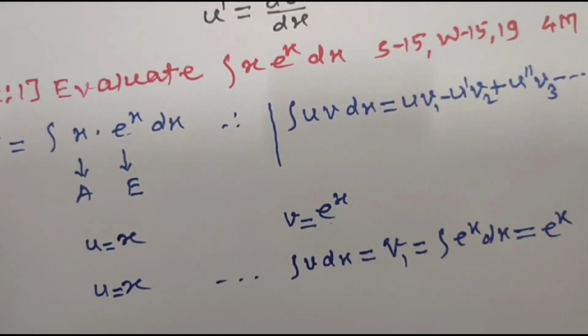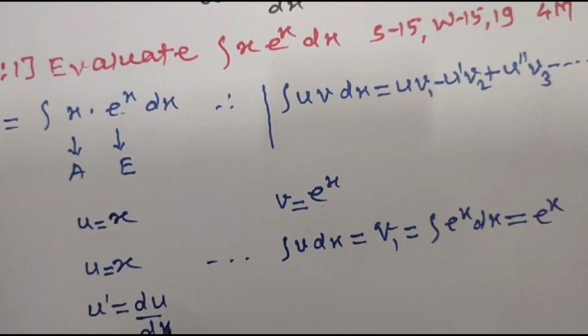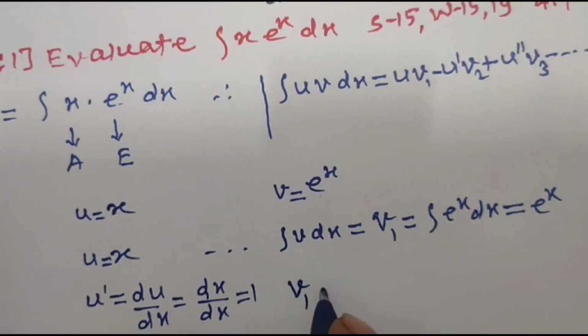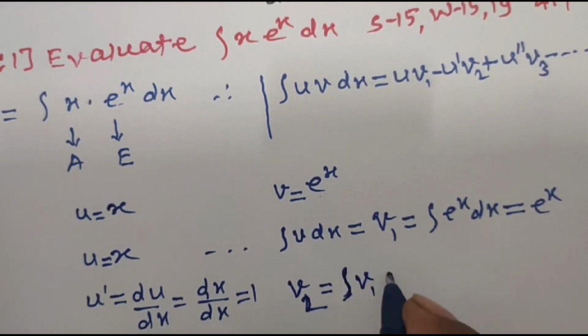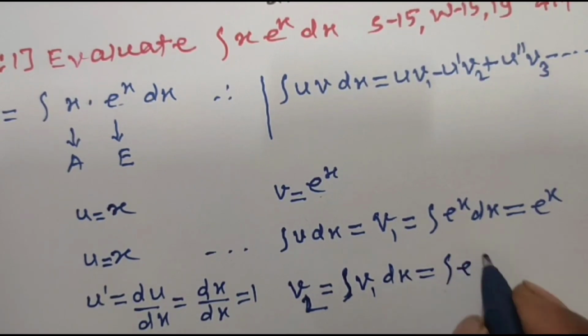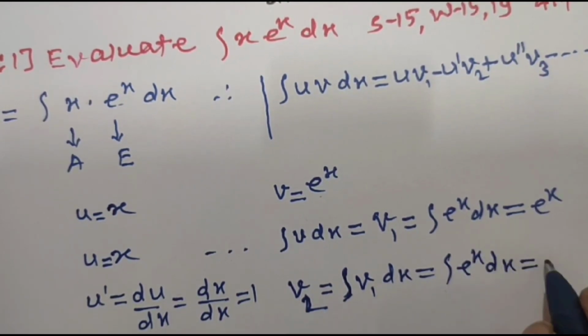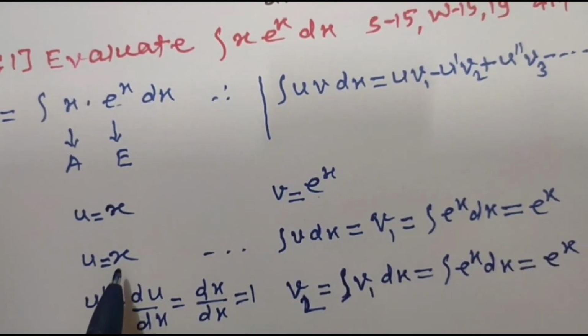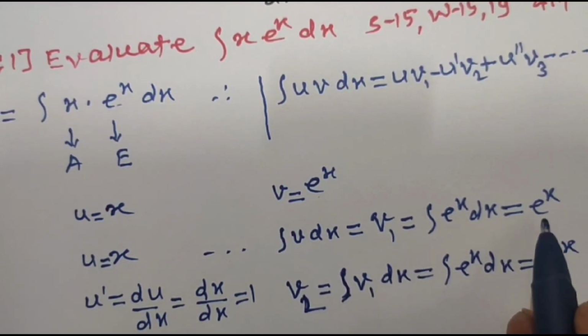Now u dash is nothing but the derivative of u with respect to x, and u is x, so the derivative of x with respect to x is equal to 1. Now we have to find out v2. v2 is equal to integral of v1 with respect to x, but v1 is e to the power x. Integral of e to the power x with respect to x is equal to e to the power x. X into e to the power x is the first term. Second term, 1 into e to the power x.